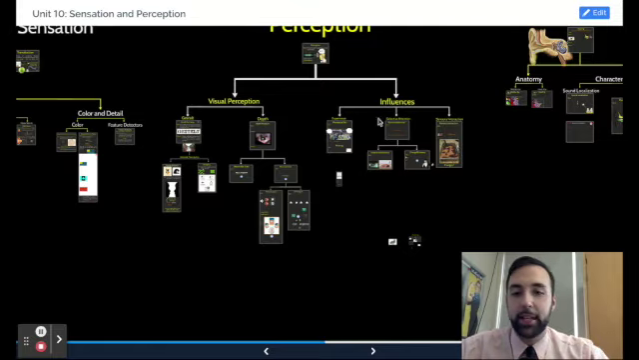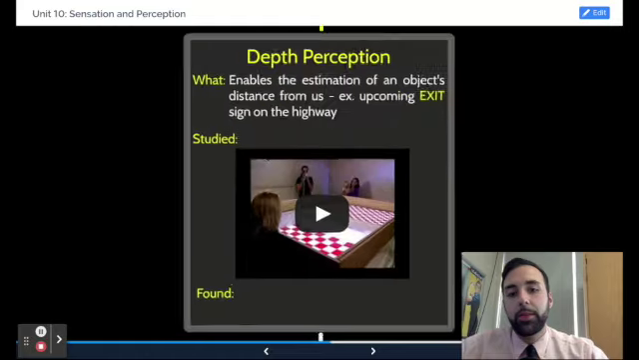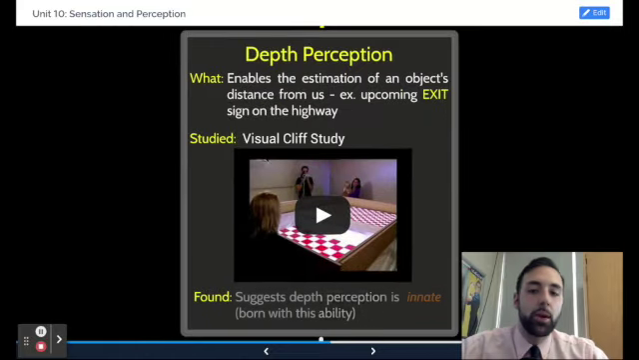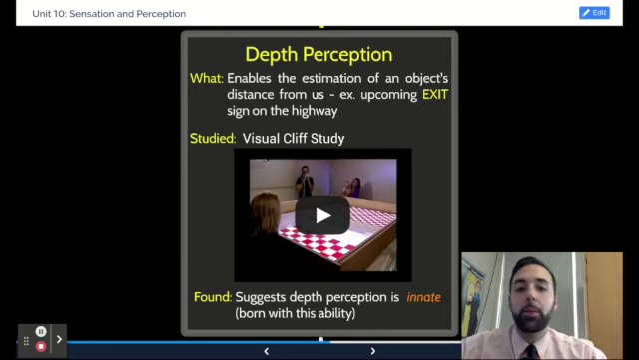The other pretty reliable element of visual perception that we can see basically with everyone, and there's a variety of ways of identifying it, is understanding what's called depth perception. The term depth perception is a term that we use when we're describing the estimation of whether or not an object is close to us or far away from us.